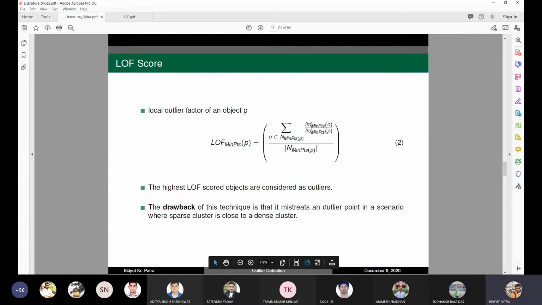So there are some drawbacks: these techniques mistreat outlier points in a scenario where a sparse cluster is close to a dense cluster. If there are two clusters, one very sparse and another dense, then what may happen is that these techniques cannot identify the outlier in the right way.